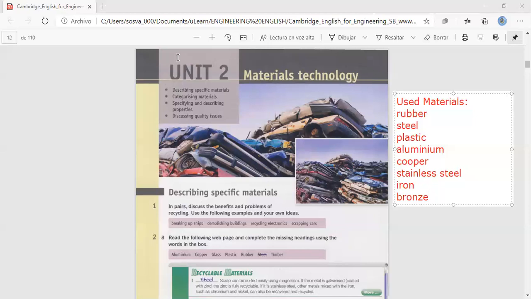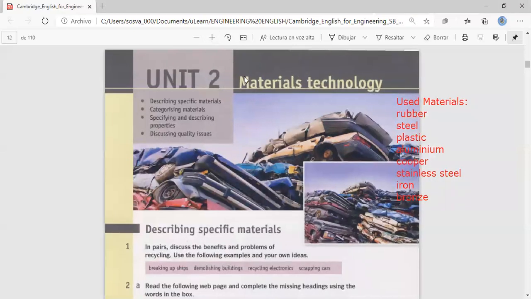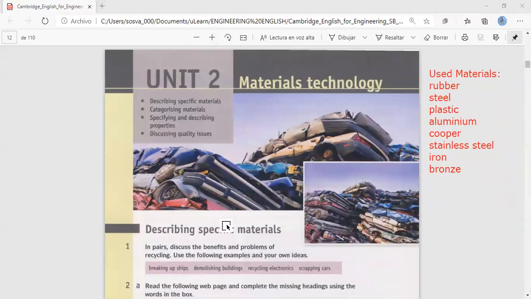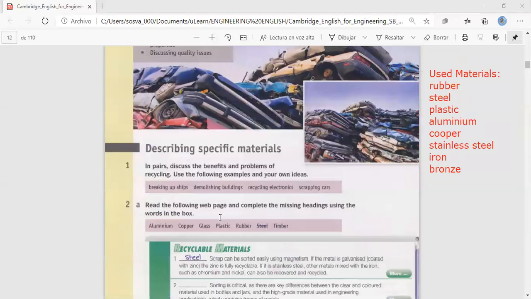Let me close this here and zoom in. I think like this is enough. Okay. So talking about describing materials, I want you to look at the four steps that we have below: breaking up ships, demolishing buildings, recycling electronics, and scrapping cars.